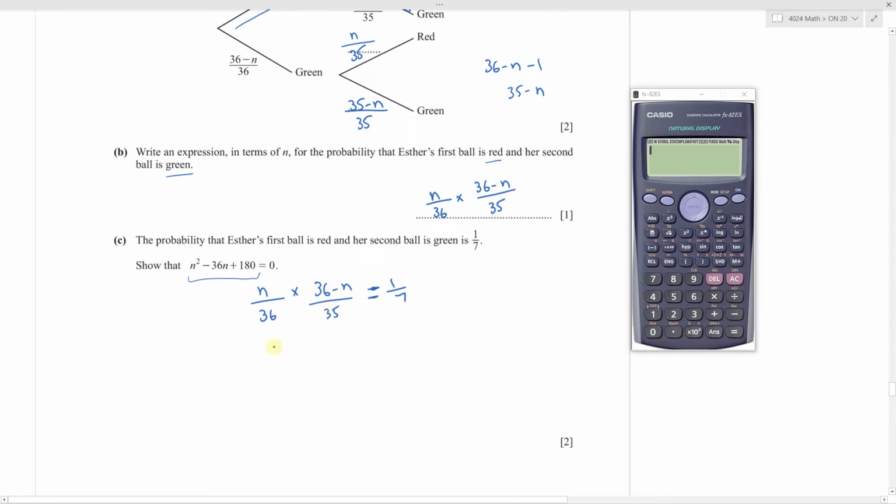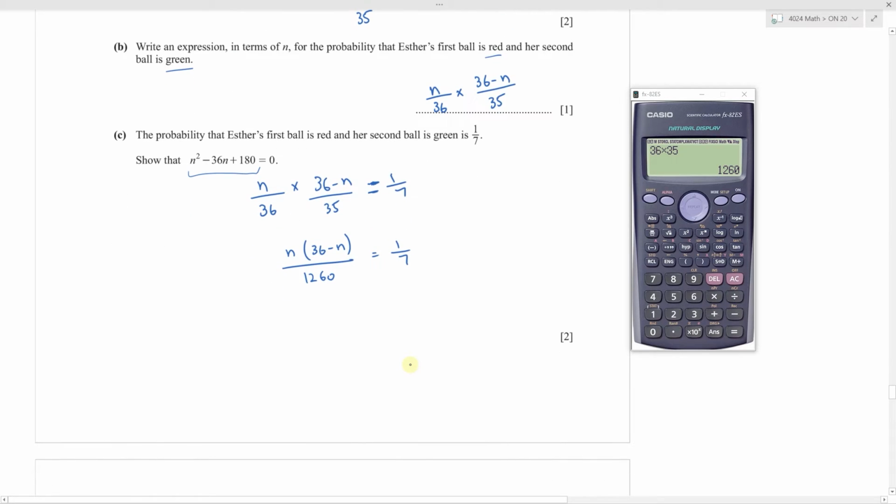So if I multiply these two, I will get n multiplied by 36 minus n. And in the denominator, you will have 36 times 35, which is 1260, equals to 1 over 7. So now if I open the bracket, I will get 36n minus n square. And if I take this 1260 to the other side, I will get 1260 divided by 7.